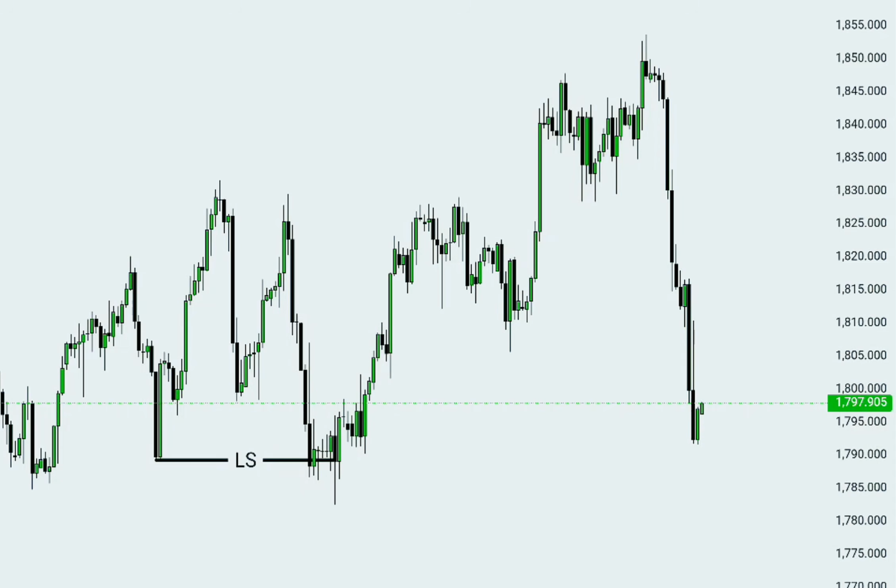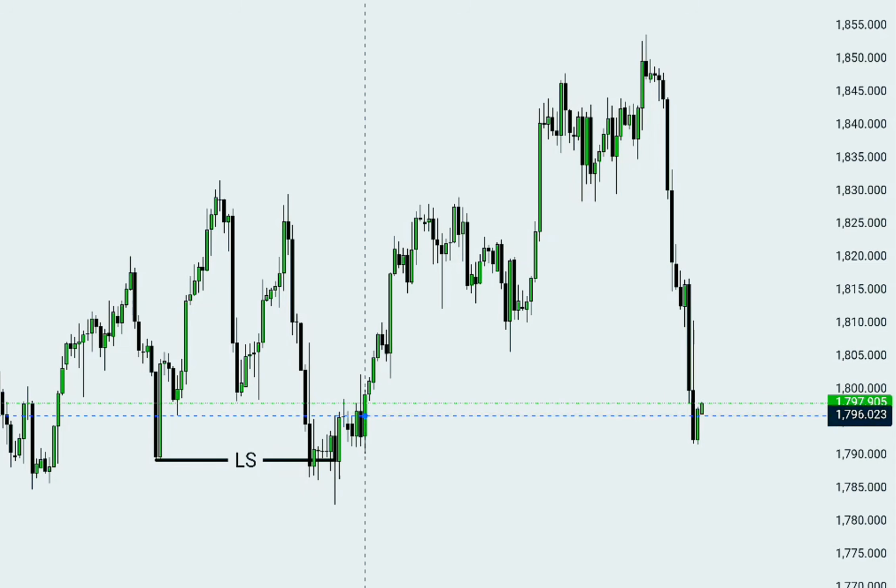Price then aggressively moves below these lows, triggering stop losses and forcing sellers into the market. This event is known as a liquidity sweep. Once this sell-side liquidity is taken, there is no longer a reason for price to continue lower. Smart money uses this moment to enter positions at discount levels, which results in a strong bullish displacement shortly after. This liquidity sweep is not random. It is a deliberate process designed to fuel the next directional move, and understanding this concept is critical for trading in alignment with institutional behavior.